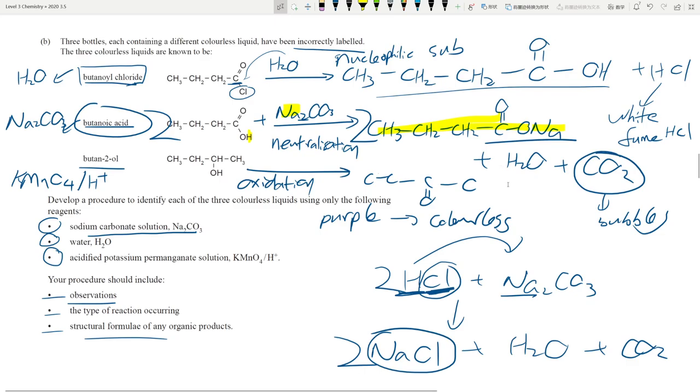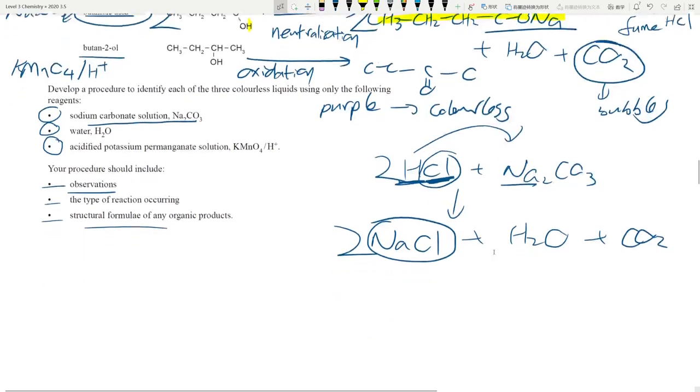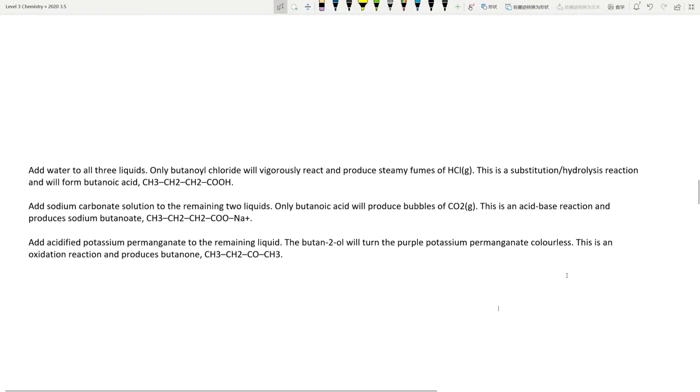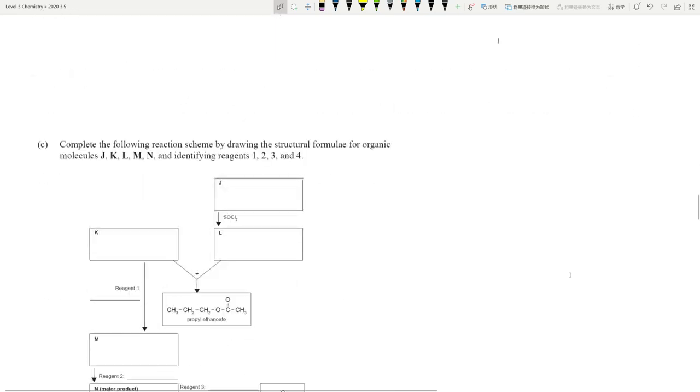It obviously is a little bit harder when they limit what you can add, but it's not that much harder. Here are the proper answers, but you can just take a screenshot, pause, and have a look at that. It's pretty much the same thing I talked about.